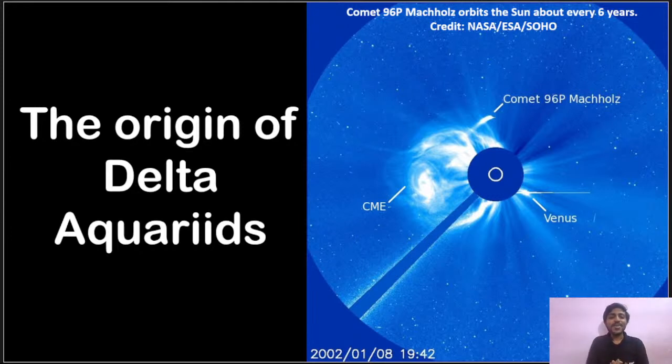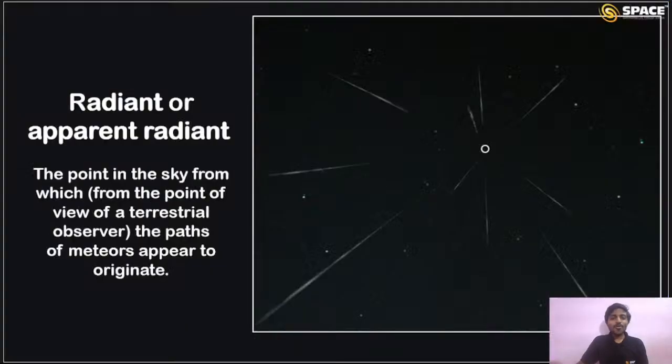Okay, so let's try to find out why exactly we are naming them Delta Aquarids. I want you to revisit the concept that we discussed when we were discussing meteor showers: that all meteor showers seem to be coming out of a single point. Keyword being seem, they don't exactly come from a singular point, but they seem to be coming from a singular point. That singular point is called the radiant.